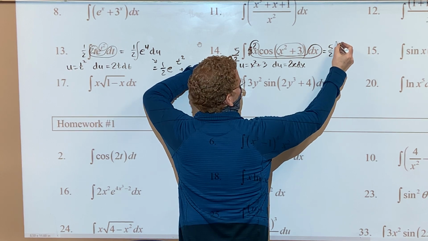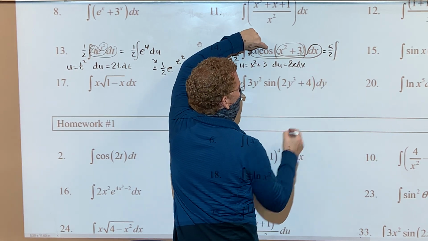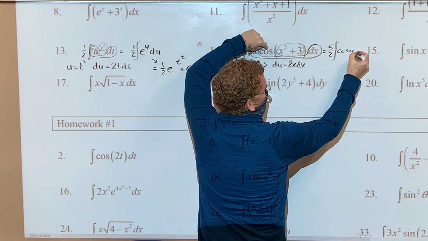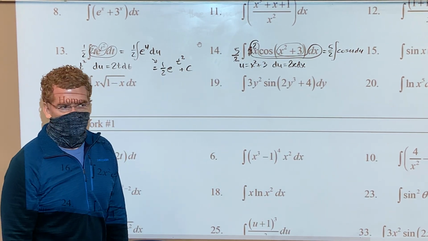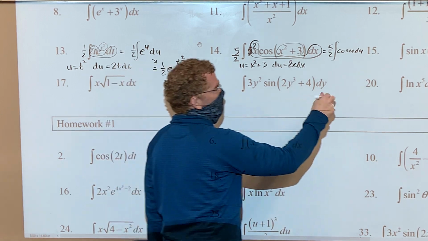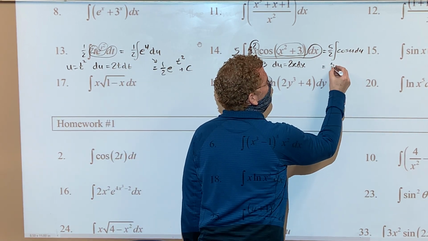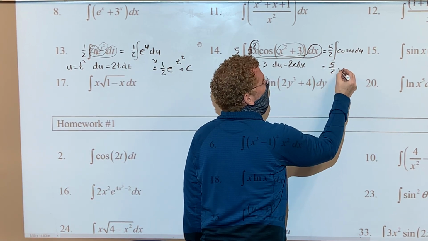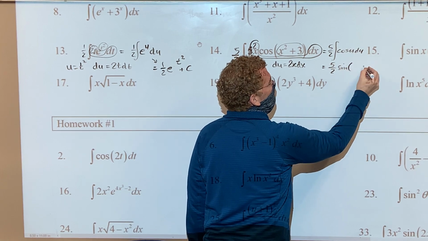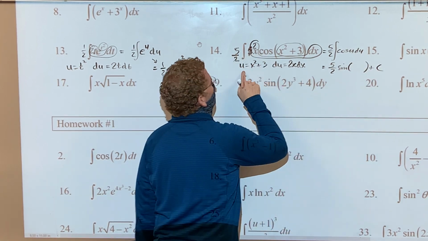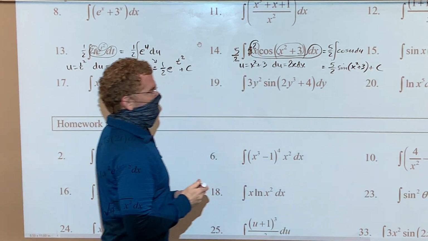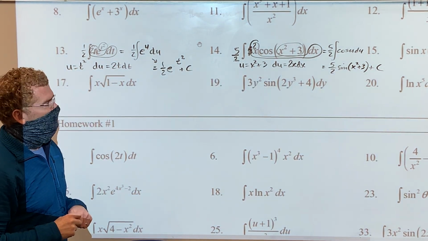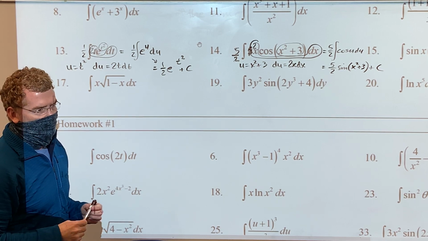5/2 times the integral of cosine u du. Now I got a rule. So what's the integral of cosine u? Sine u. So I'm going to copy down the 5/2 sine of u plus c and take my u and plug it in. You seeing it?